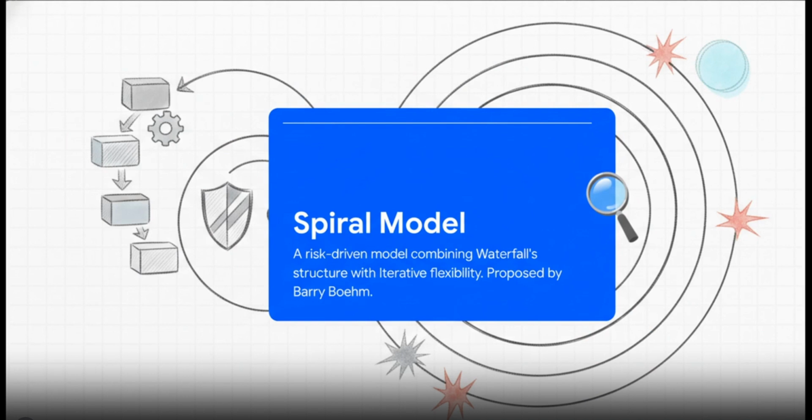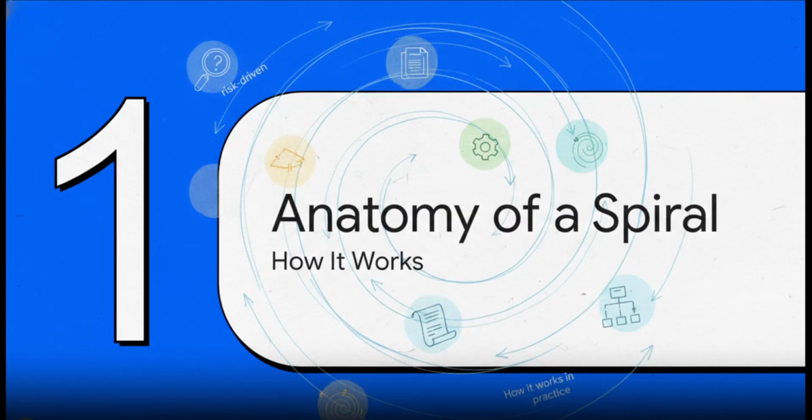And that is exactly where the spiral model comes in. It was dreamed up by Barry Boehm, and it's a really clever mix of two other models. See, it takes the super structured, step by step planning from the waterfall model, and it mashes it up with the flexible, do it again and again approach of an iterative model. The whole point, the entire game, is to hunt down and deal with those big, scary risks as early as humanly possible.